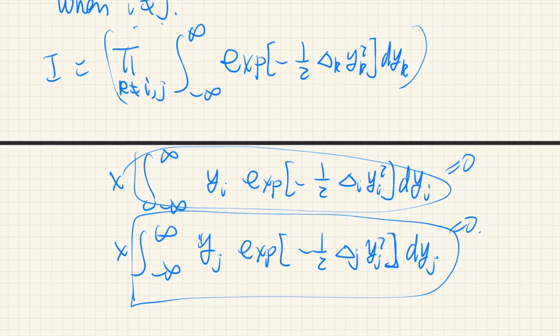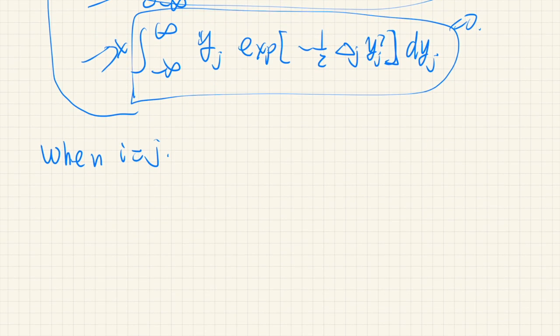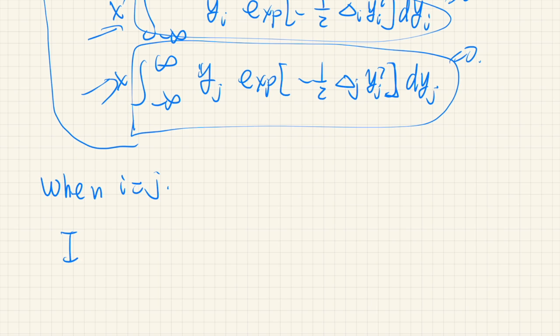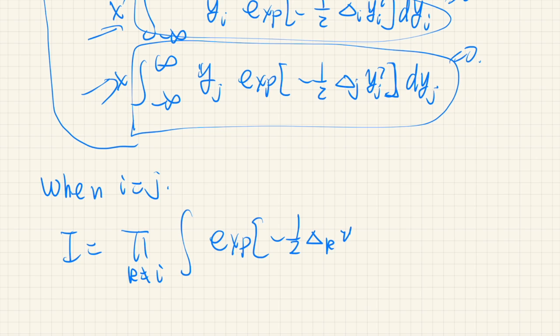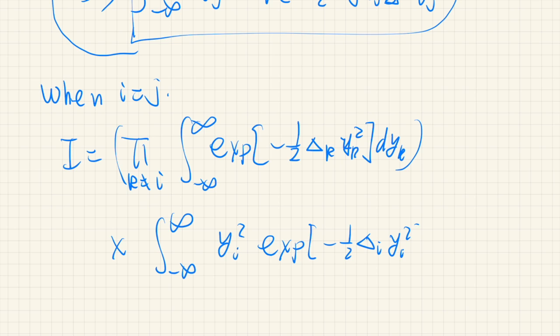Next case, when i is equal to j. In that case, we can separate similarly to the previous case, but instead of these two factors, we have only one factor that contains yi squared. So the integral becomes the product over k not equal to i, and j is equal to i in this case, so we can just put i here. That's exponential of minus 1 over 2 delta k yk squared, times the integral of yi squared and exponential of minus 1 over 2 delta i yi squared dy.